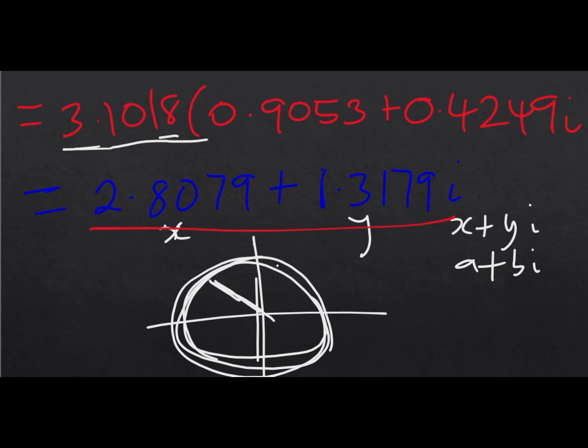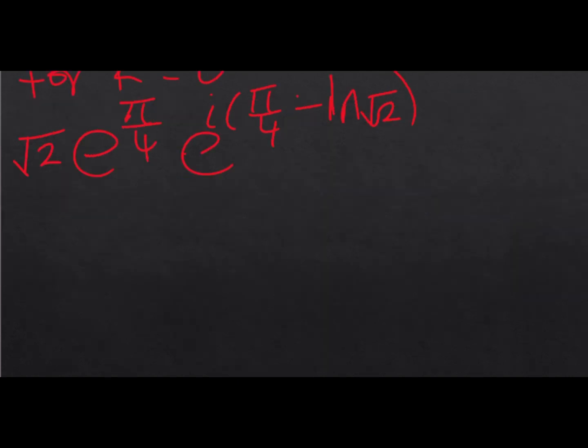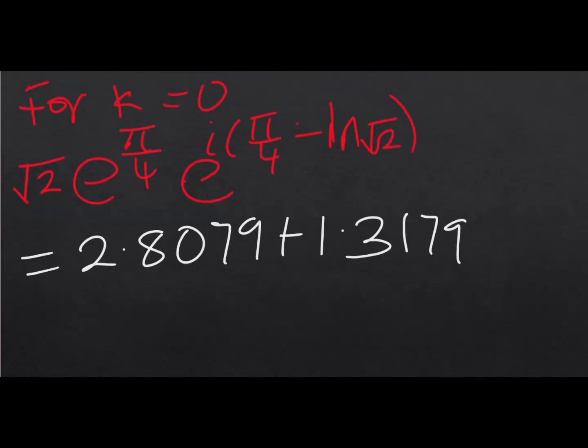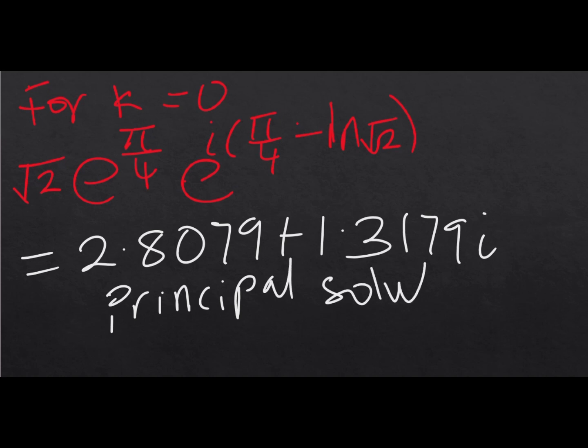So, computing the results for this, we would have the same thing as we had last time, 2.8079 plus 1.3i. Okay, so this is the principal solution. But there are other solutions, as I already explained in the previous video, which are on a circle with radius 3.1018 units. So yes, this is the end of the solution to the problem my friend sent to me. Thank you for watching.